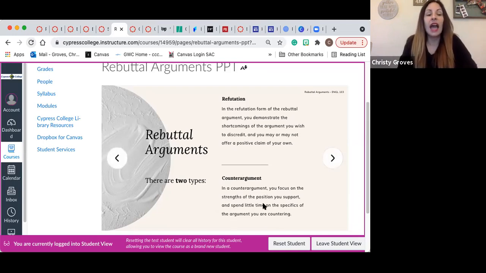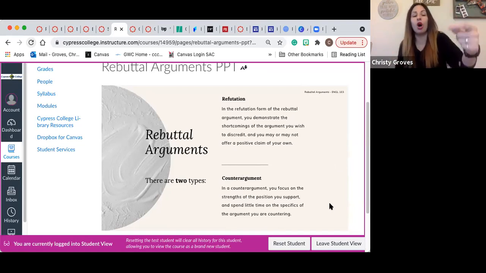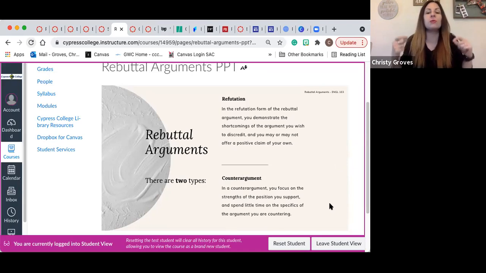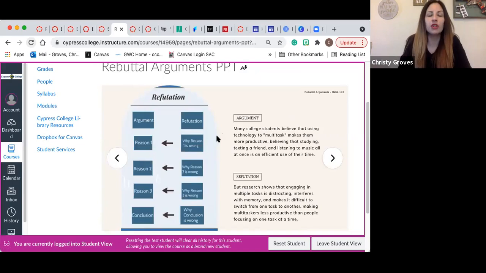Then the counter argument strategy is when you focus on the strengths of the position you support. So you don't spend a lot of time picking apart their argument. You just spend more time focusing on why your argument is right as opposed to their argument. Okay, so you spend little time on the specifics of the argument you're countering. All right. So here's what a refutation looks like.